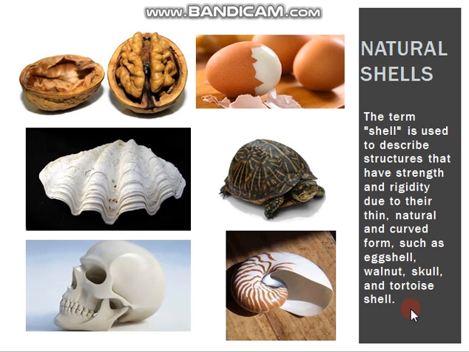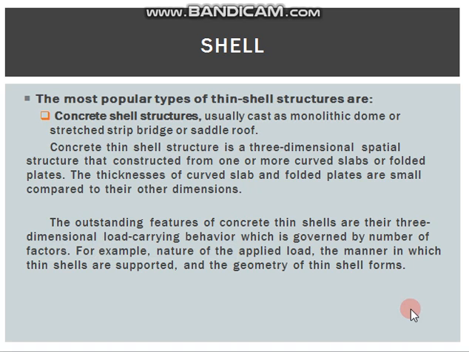Natural shells: the term shell is used to describe structures that have strength and rigidity due to their natural surface form, such as the eggshell, walnut shell, and the tortoise shell. The most popular type of thin shell structure is the concrete shell structure, usually cast as a monolithic dome, barrel vault, or saddle roof.